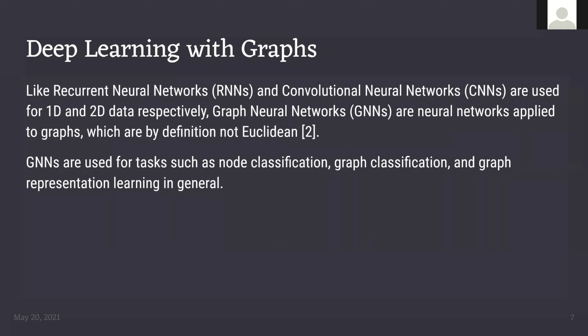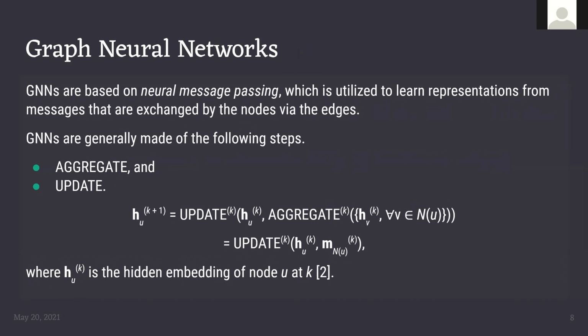However, they have a slightly different architecture, which is required because of the nature of graphs, which are not Euclidean. Nevertheless, GNNs are nowadays widely used with success for a wide variety of tasks, such as node classification, graph classification, or graph representation learning more in general. I don't want to get lost in details here, but I wanted to give a brief overview of the idea behind graph neural networks, which is called neural message passing.